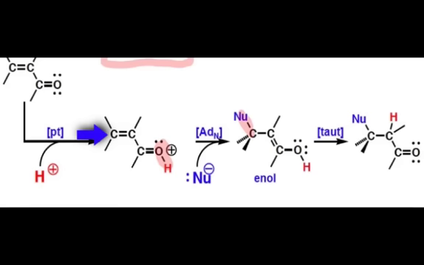we're left with what's called an enol. It's called an enol because there's a carbon-carbon double bond attached to an alcohol functional group. A so-called tautomerization of the enol, which really just moves this hydrogen from oxygen to carbon, then regenerates the carbonyl functional group.